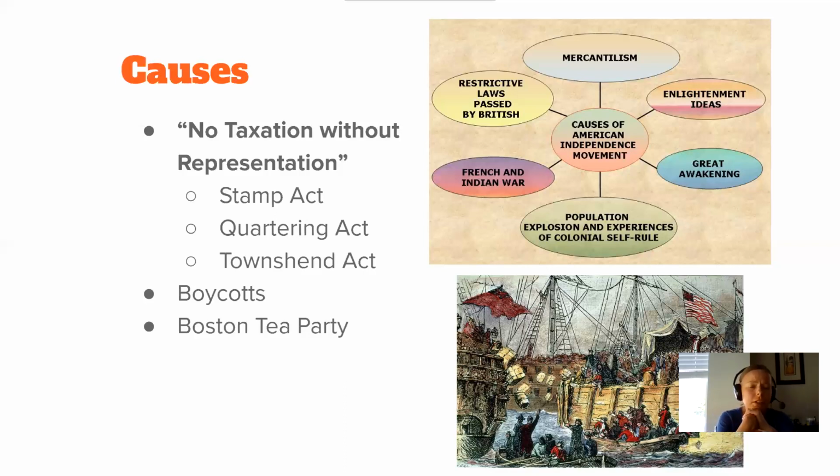You also had throughout this time, this is in the late 1760s, the British beginning to do what's called writs of assistance, which were a fancy term for a search warrant.